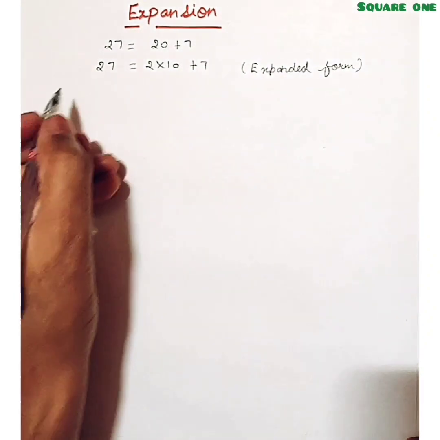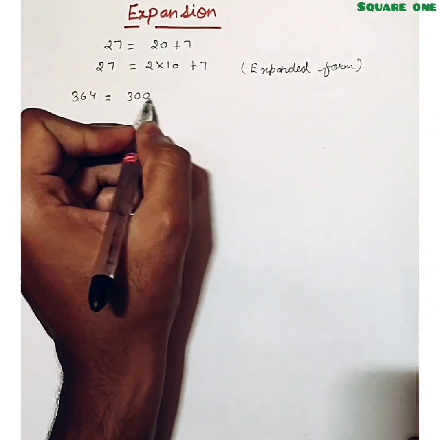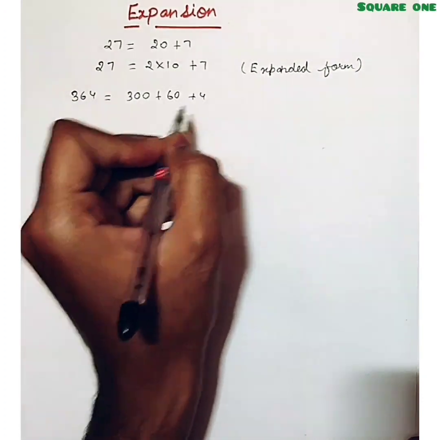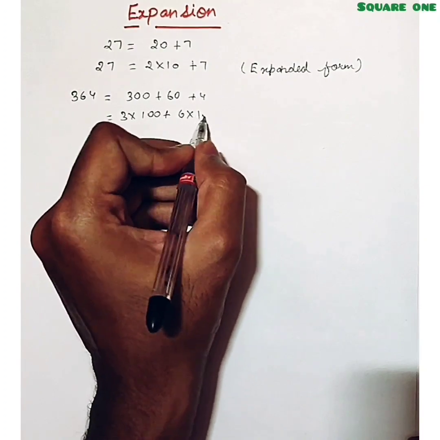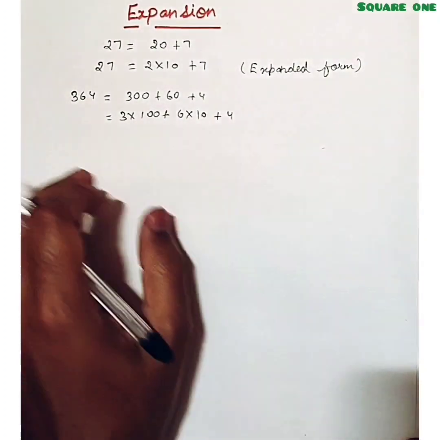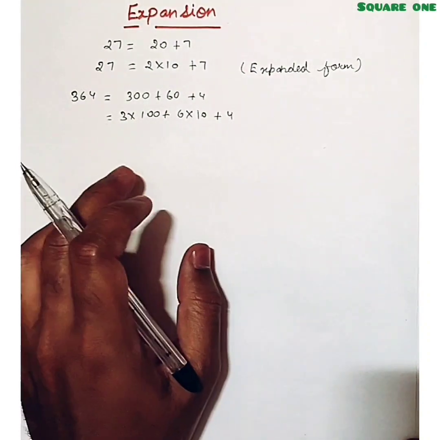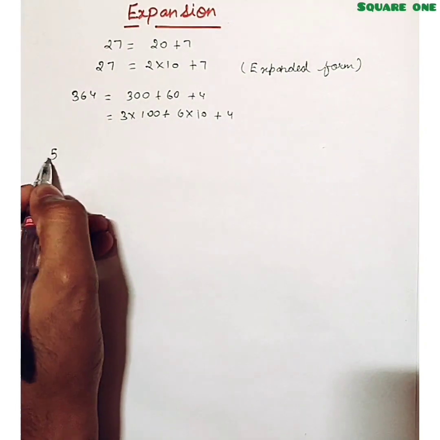Let me write another number, 364. 364 can be expanded as 300 plus 60 plus 4. In the next step, we write 300 as 3 into 100, 60 as 6 into 10, and 4 as 4. There is nothing wrong. 60 can be written as 6 into 10 and 300 can be written as 3 into 100. So this is the expanded form or the expansion of 364. We are stretching or expanding the number.